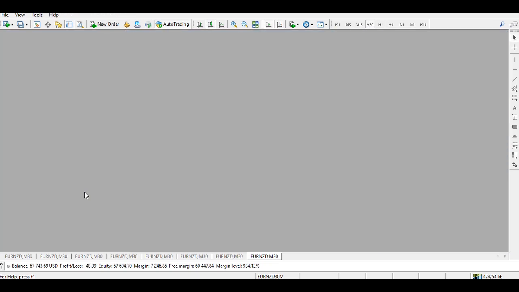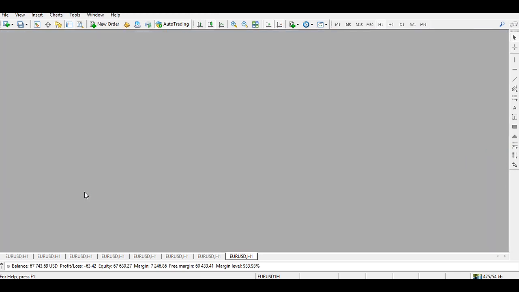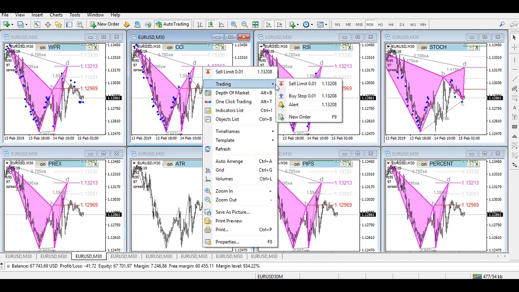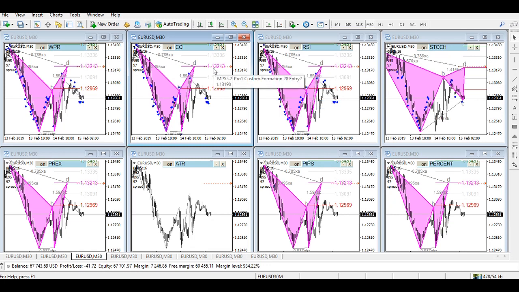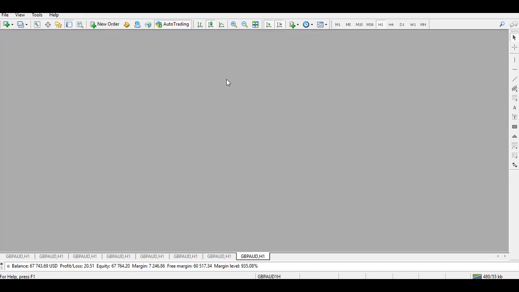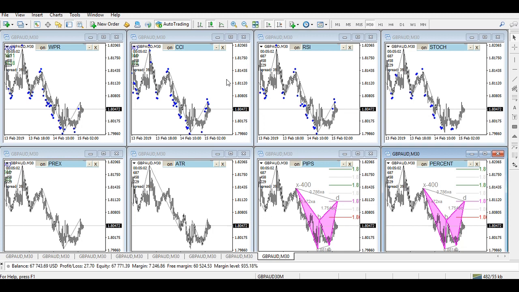Control F5, switch the profiles. Next, Euro USD. Next pair. Here it is, a potential pattern that is setting up at 113.21.3. If it goes to this level, then we will have that pattern. Okay, next, nothing. Pound Aussie, a potential pattern.